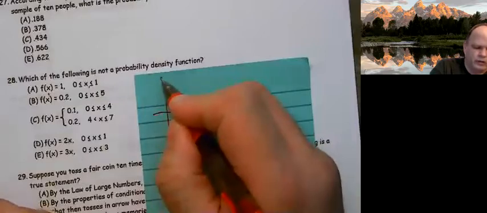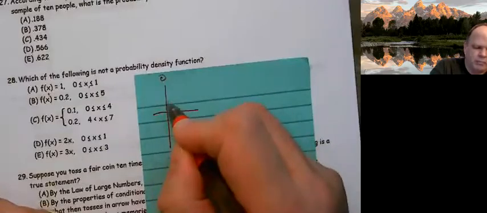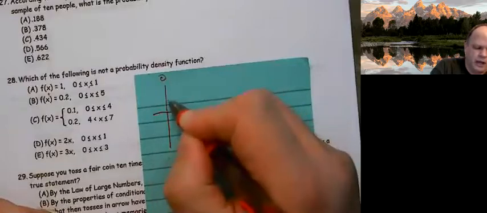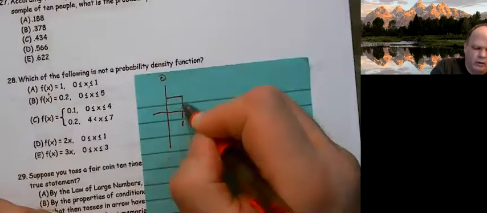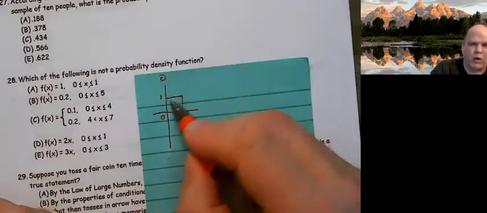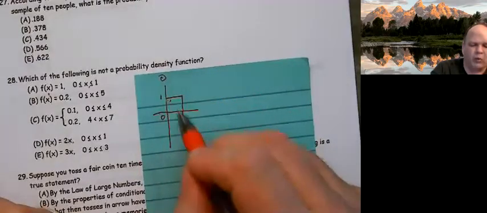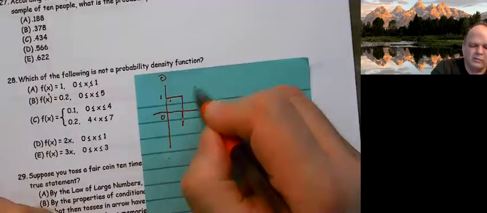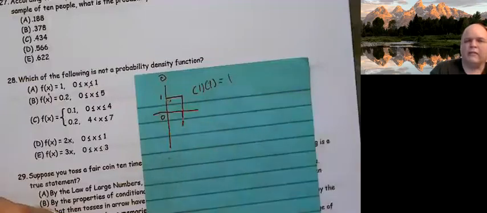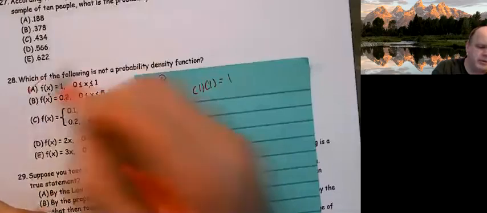X is 0, and we go all the way to 1, and we're going to go up to 1. This is my origin at 0, 0. Well, what's the area of that? Well, 1 times 1 is 1. That's a valid probability distribution. So A is a valid probability distribution.